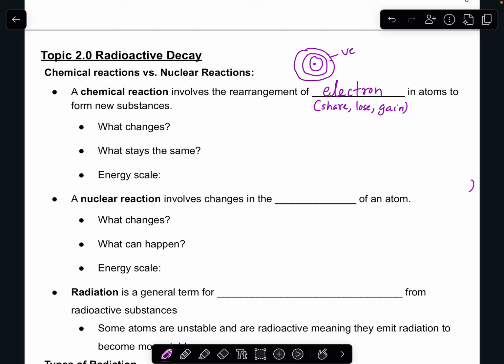So electrons will share, lose, gain to form chemical bonds.